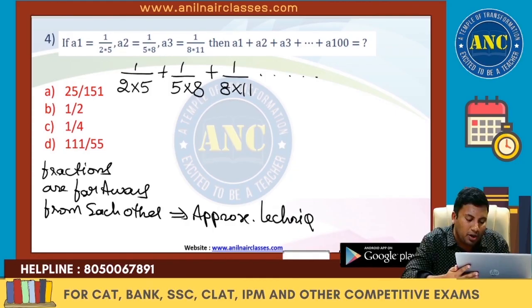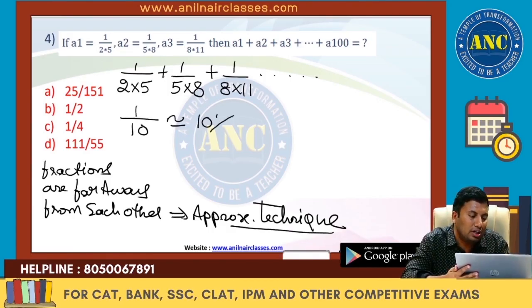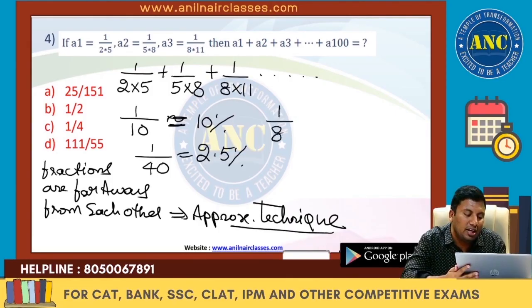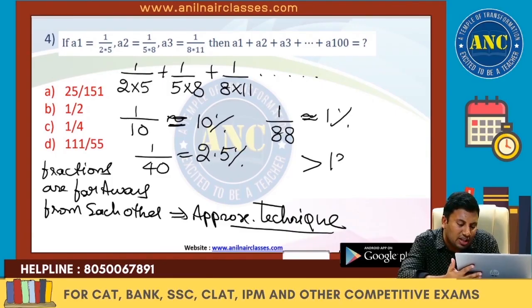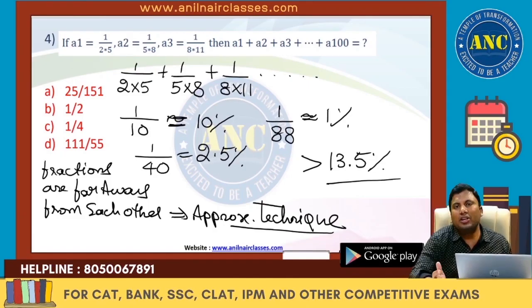What is this approximation technique? 1 by 2 into 5 is 1 by 10, which is 10%. 5 into 8 is 40. 1 by 40 is 2.5%. 1 by 88 is closer to 1%. 10 plus 2.5 plus 1. The answer should be just greater than 13.5%.